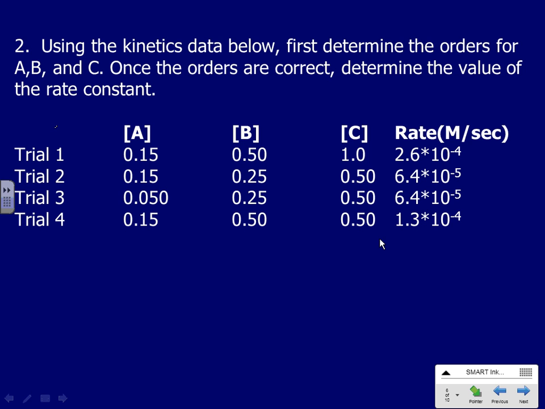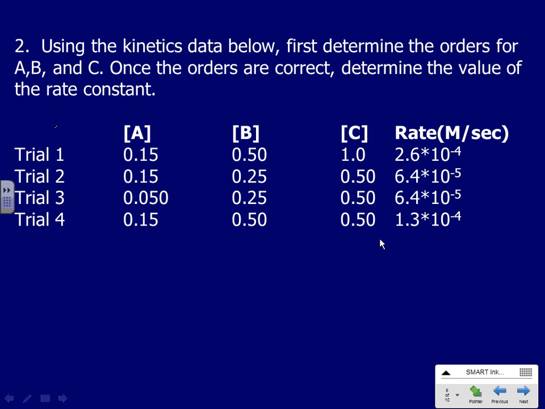This data, if you recall, when I did Hess's law, I introduced you to that website that generates practice problems. You can also have it generate rate law problems. And this data is simply cut and pasted from that website. I just clicked supply me with a new problem, cut and pasted the data right into the PowerPoint.